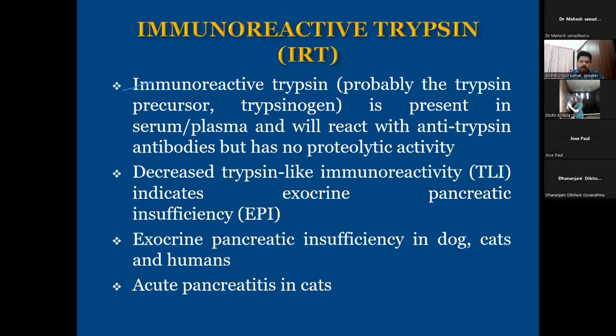Immunoreactive trypsin is not estimated in Asian countries. The trypsin precursor, trypsinogen, is present in the serum or plasma and will react to anti-trypsin antibodies but has no proteolytic activity. Decreased trypsin-like immunoreactivity, TLI, indicates exocrine pancreatic insufficiency. And this is used in acute pancreatitis in cats.